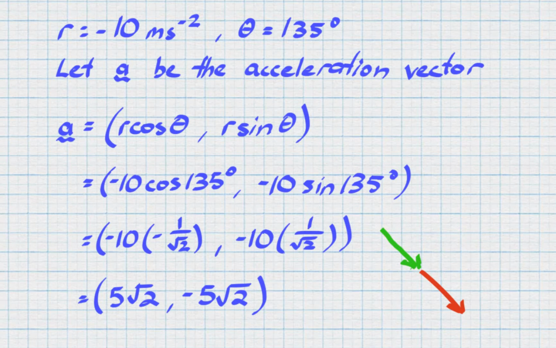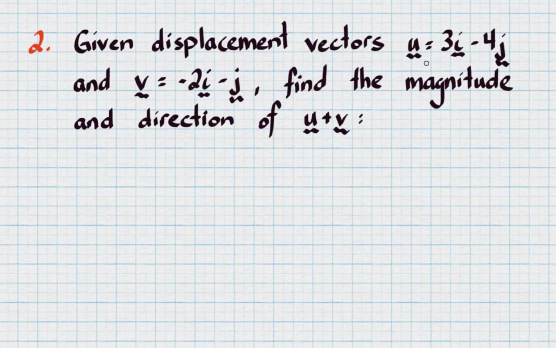Alright, let's do our second example. Given displacement vectors u, which is 3i minus 4j, and v, which is negative 2i minus j, find the magnitude and direction of u plus v.